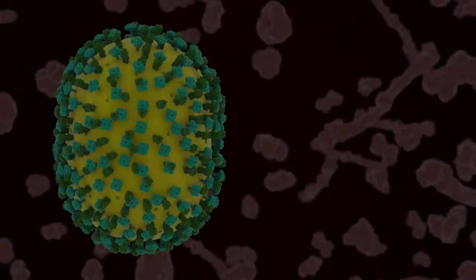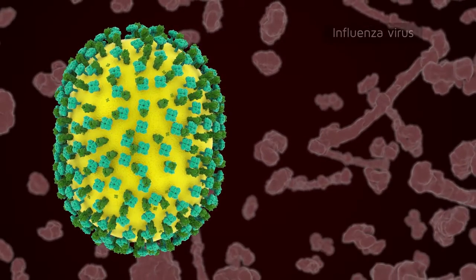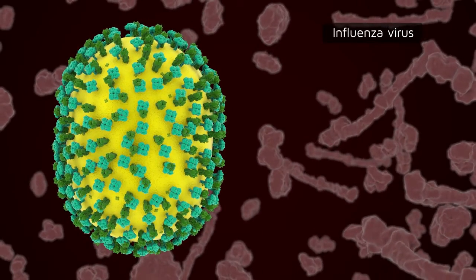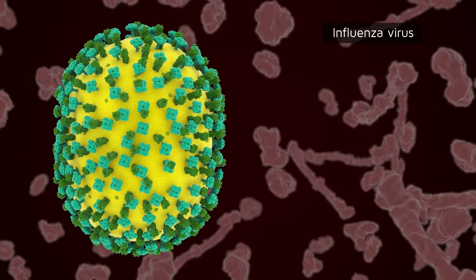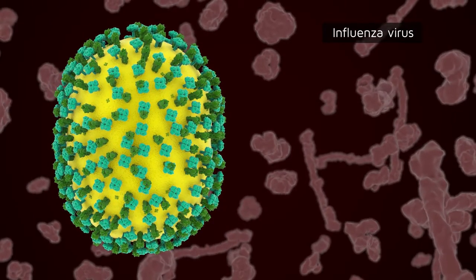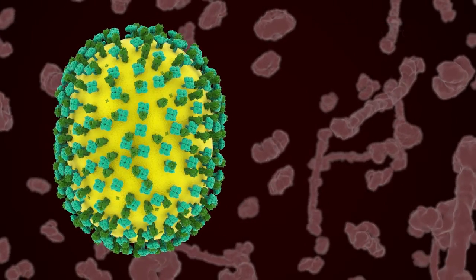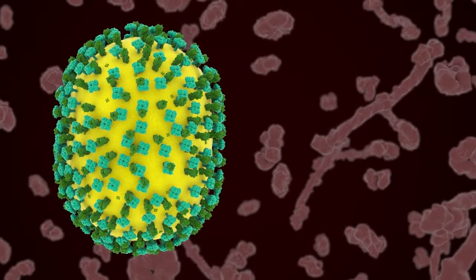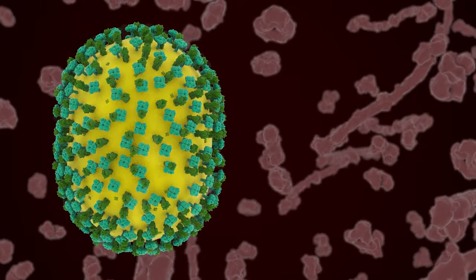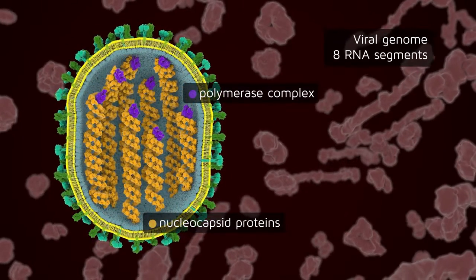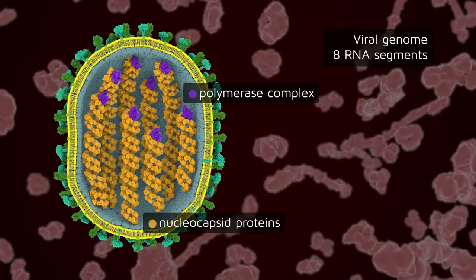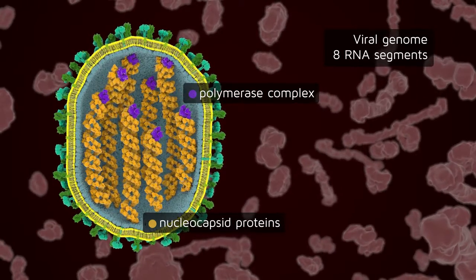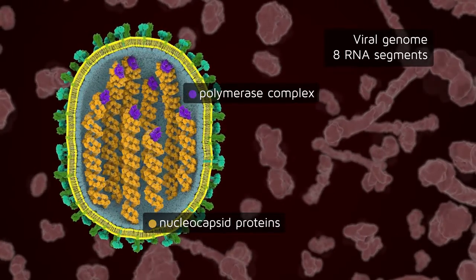Influenza epidemics affect millions of people every winter. The human influenza virus is an enveloped ellipsoid-shaped virus of the Orthomyxoviridae family. This virus attacks respiratory system cells. The viral genome consists of 8 RNA segments enclosed under the viral membrane. Each segment is associated with nucleocapsid proteins and the polymerase complex.